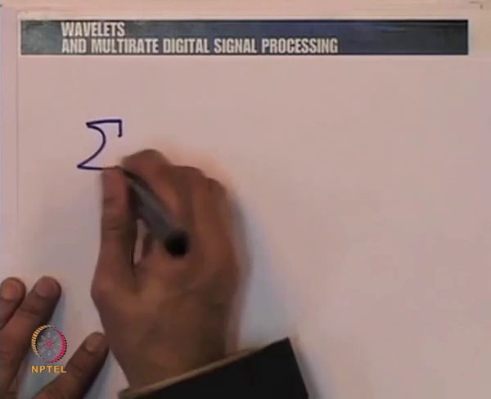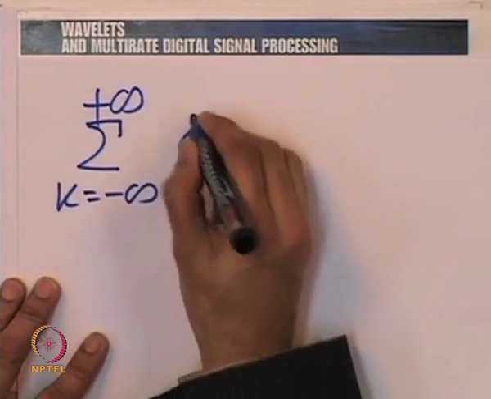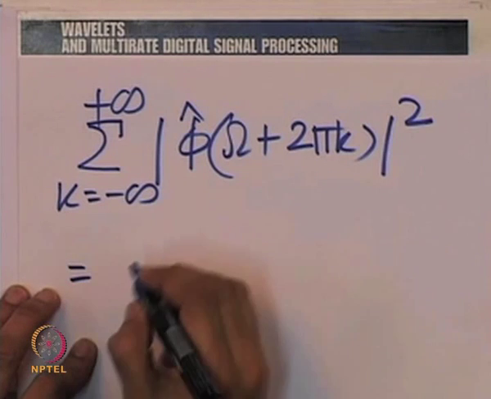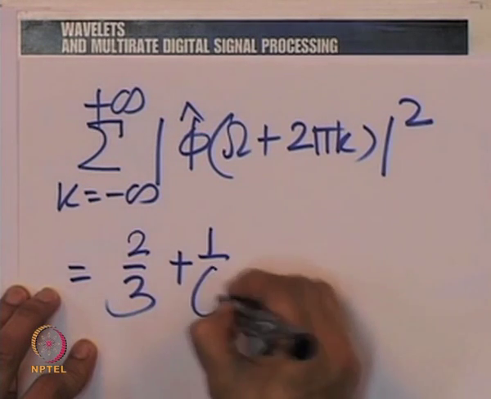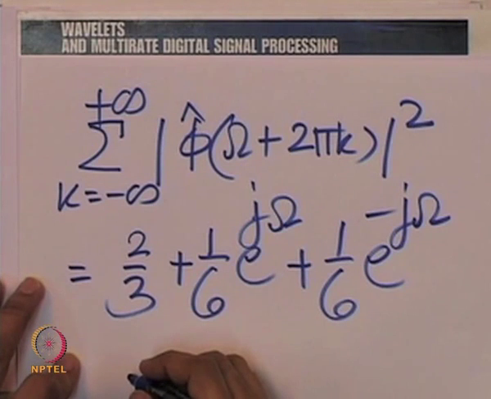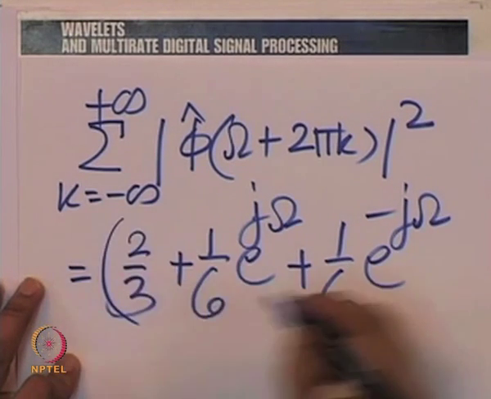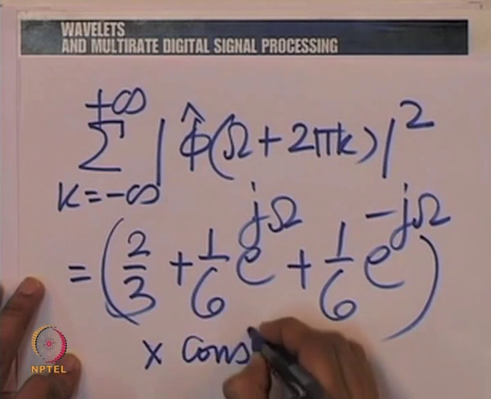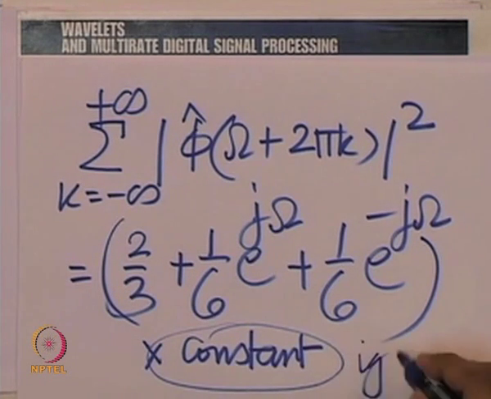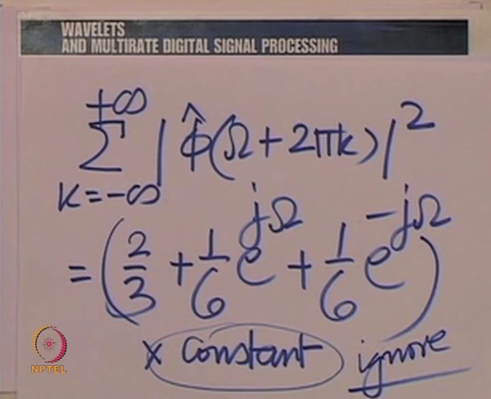So, in fact, what we infer is that the summation over k from minus to plus infinity of phi cap omega plus 2 pi k mod whole squared is essentially 2 by 3 plus 1 by 6 e raised to the power j omega plus 1 by 6 e raised to the power minus j omega, possibly to within some constant. You may have to multiply this by some constant depending on the scaling of phi 1 t. So, let us ignore this, that is not of great consequence to us. What is of consequence is only this, and this is easy to expand.